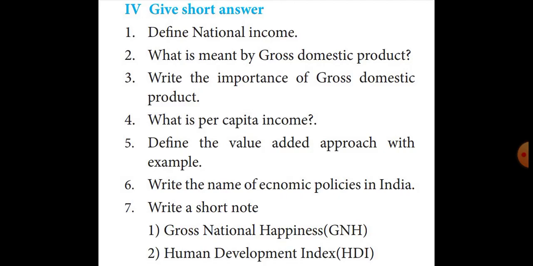Take that tabular column headed contribution of different sectors in GDP of India. From that tabular column, in the last line, 2017 to 18, you have to mark that: 17.01 percent agriculture, 29.01 percent industry, and 53.09 percent services. That is an important question, from inside the book, you have to mark it.